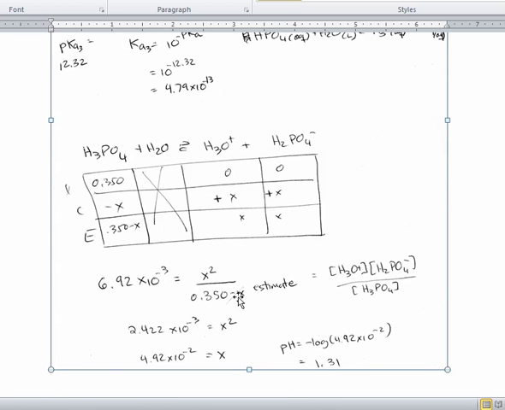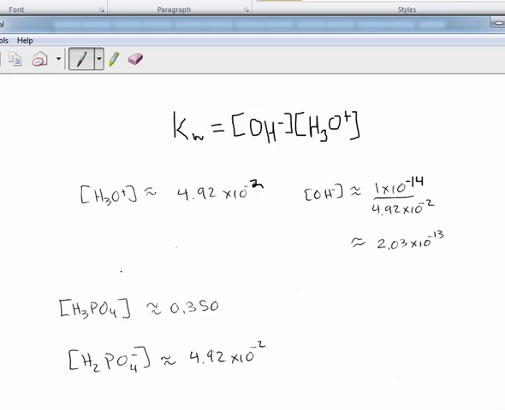But if I eliminate that x and just multiply both sides by 0.350, I'll get 2.422 times 10 to the minus 3 is equal to x squared. And if I take the square root of both sides, then that will give me x. And so now I have the concentration of hydronium, and of course my pH is going to be the negative log of that value, which is 1.31. So now that I know my concentration of hydronium, 4.92 times 10 to the minus 2, or estimated it, I can estimate my concentration of hydroxide.